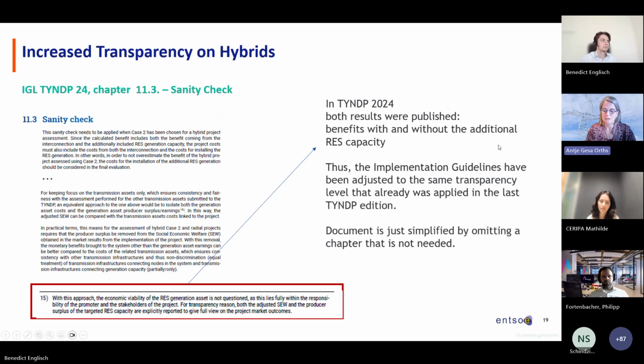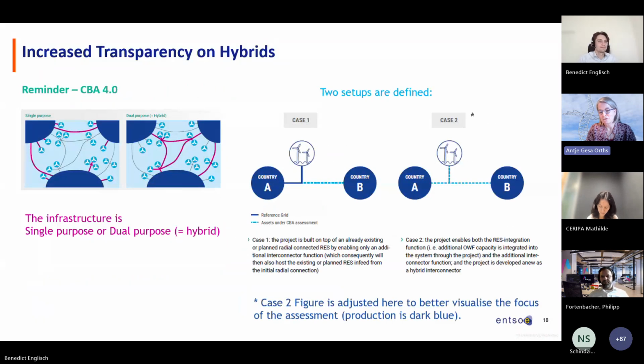So this can be built either, or maybe one back, sorry. The two cases are: it can be that you have a radial connected project already, and you just add another leg. This is case one. Or you can, from the start, have the idea: we connect two countries and also integrate offshore wind. This would be case two.